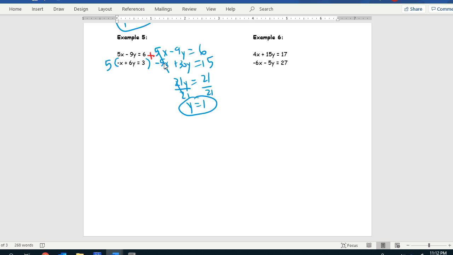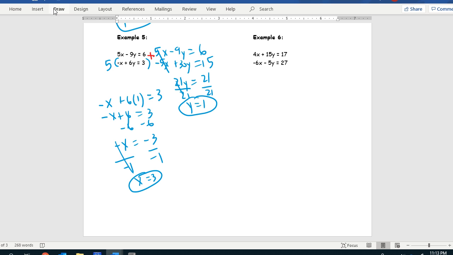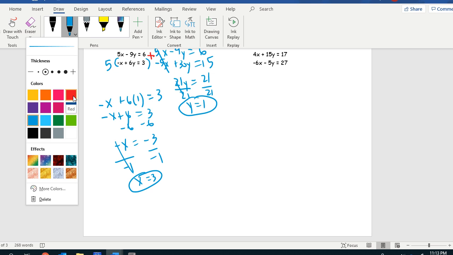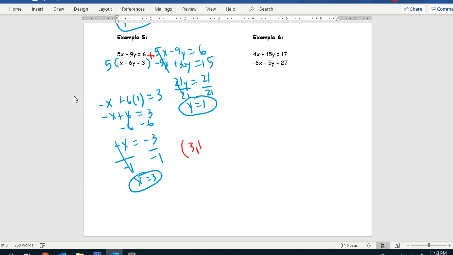And let's plug that into, let's go with the bottom equation. Again, it doesn't matter, it's your choice, but I'm going to go with the bottom. -x plus 6 times 1 equals 3. -x plus 6 equals 3, minus 6 minus 6. -x equals -3. But we don't want -x, we want x. We have to divide both sides by -1. X equals 3. All right. So the solution to this system of equations is 3, 1.